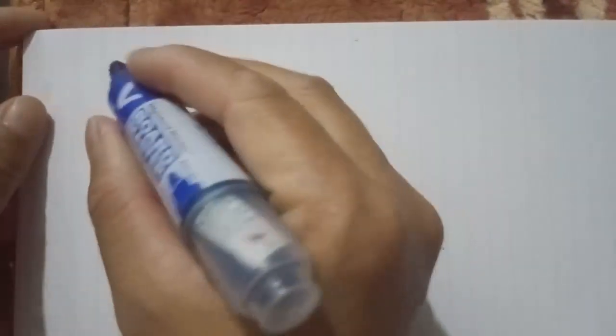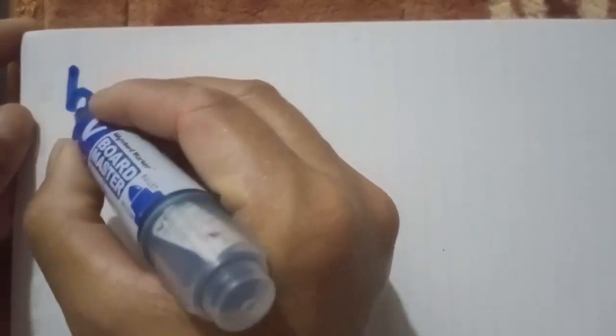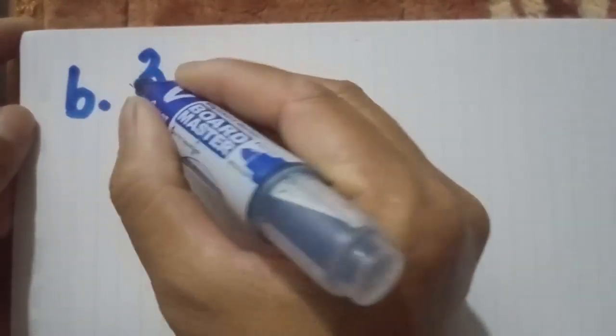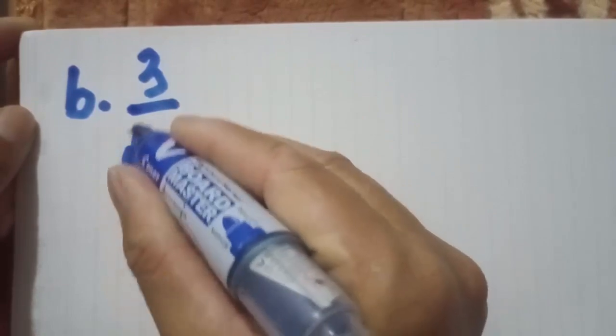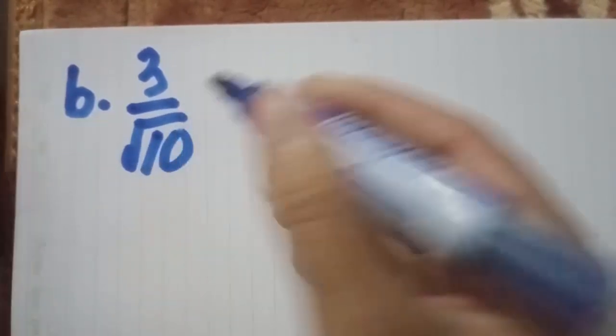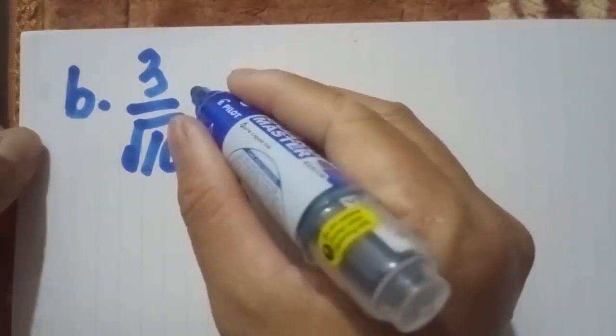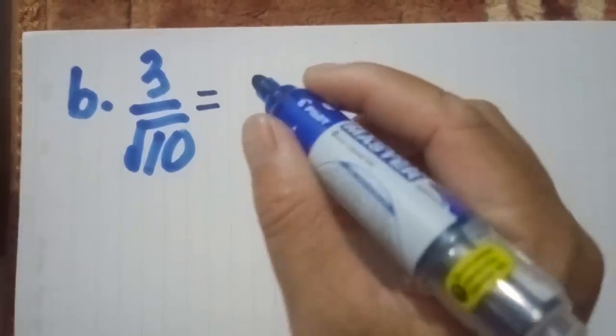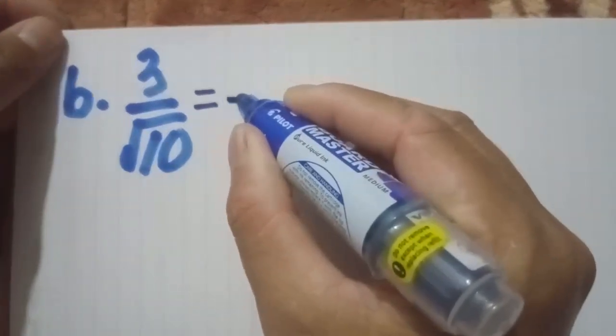3 on radical 3. Sorry, B, 3 on radical 10. Okay, so now you can see all together how to do it. The same way as exercise A2.